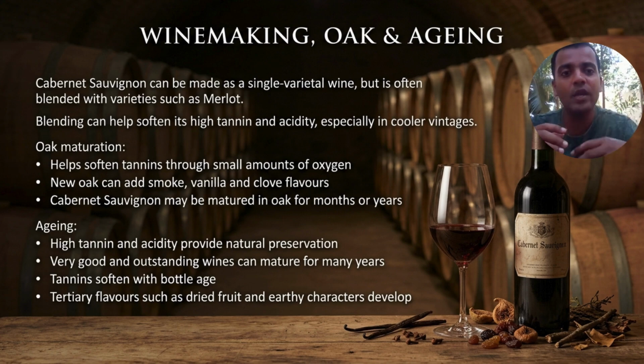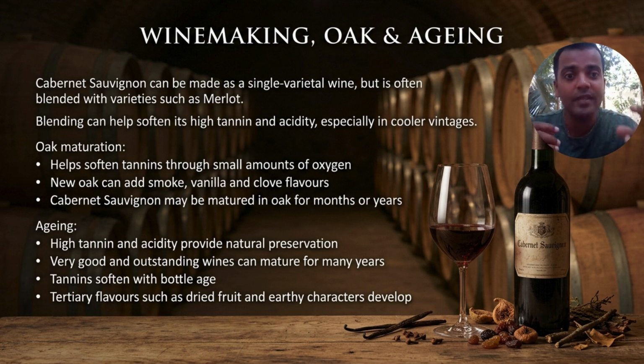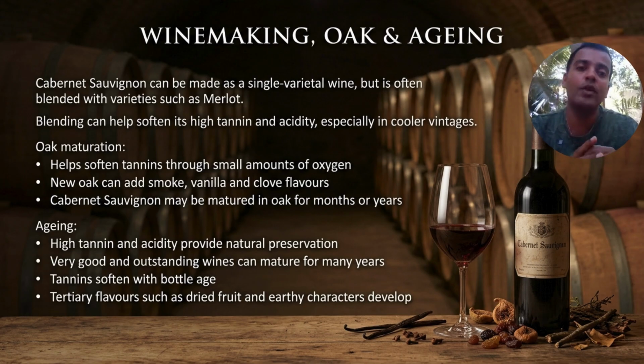So if you find aromas of vanilla, smoke or clove in a wine, it's indicating that the wine has matured in new oak, because new oak tends to impart more pronounced flavors of vanilla and smoke as well as cloves. So Cabernet Sauvignon may be matured in oak for months or years.